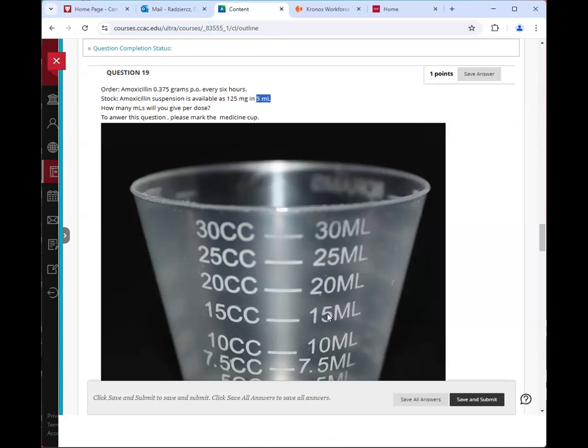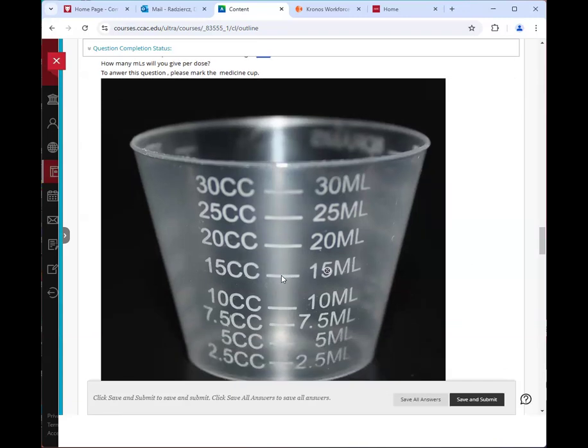Now I did this last time. I'm going to put my mark now on the 15 instead of on the line. And we're just going to see if it gives me the point for it or not. If it's me, I'm going to highly recommend that you mark the line.